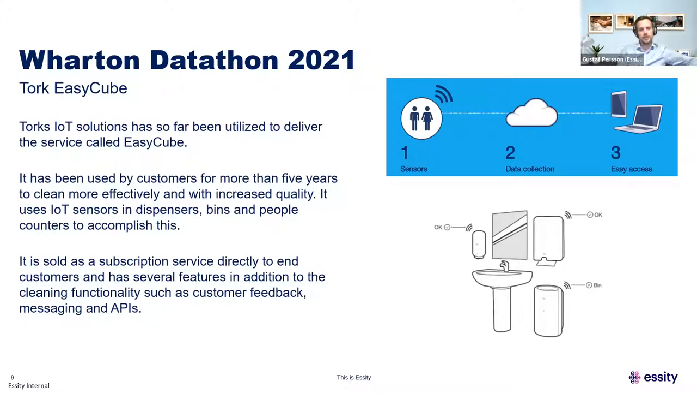So about the actual Datathon then, what you saw in the movie before was the system that we call Torque EasyCube. It is an IoT solution that uses sensors within the washroom to gather data on things like consumption of products within dispensers and soap dispensers. It also gathers information on the amount of people going in and out of the washroom or toilet.